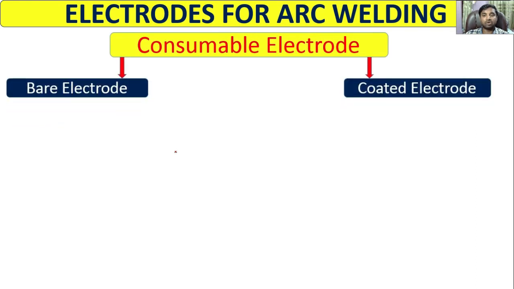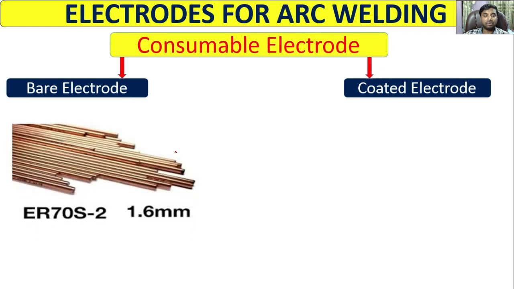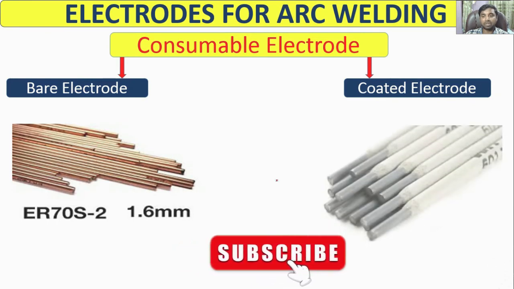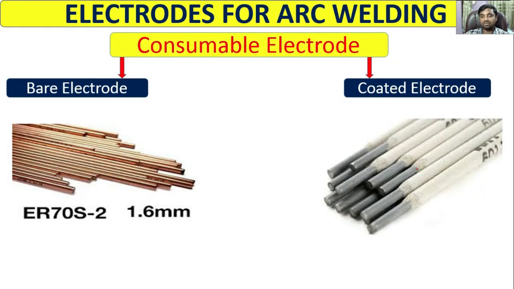Now, in the consumable electrode there are two types: one is the bare electrode, another is the coated electrode. In the bare electrode there is no coating, for example ER70S at 1.6 mm, which is used for MIG welding. You can see the solid wire with no coating; that is called the bare electrode. In the coated electrode, for example E6013 and E7018, all are coated electrodes. You see the coating here, and this is the bare electrode. This is the difference between the bare electrode and the coated electrode.